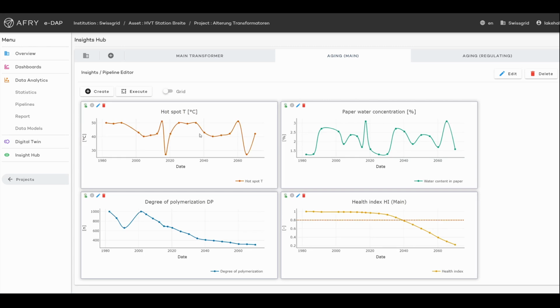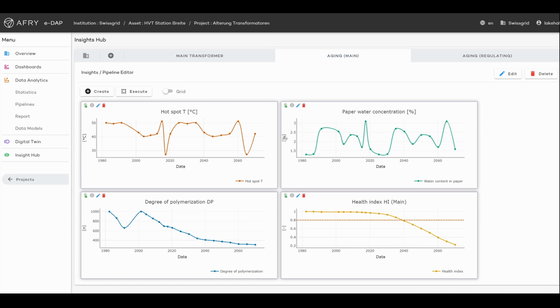And here in the aging, we could see what the hotspot temperature is during this period of time. And this is a combination of machine learning and analytics. Besides the hotspot temperature, we could also predict the paper water concentration. Again, a combination of analytics and machine learning.